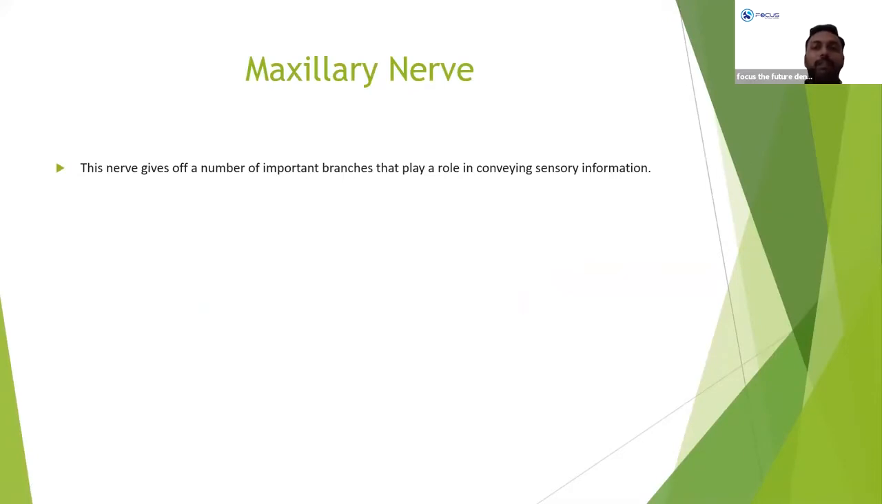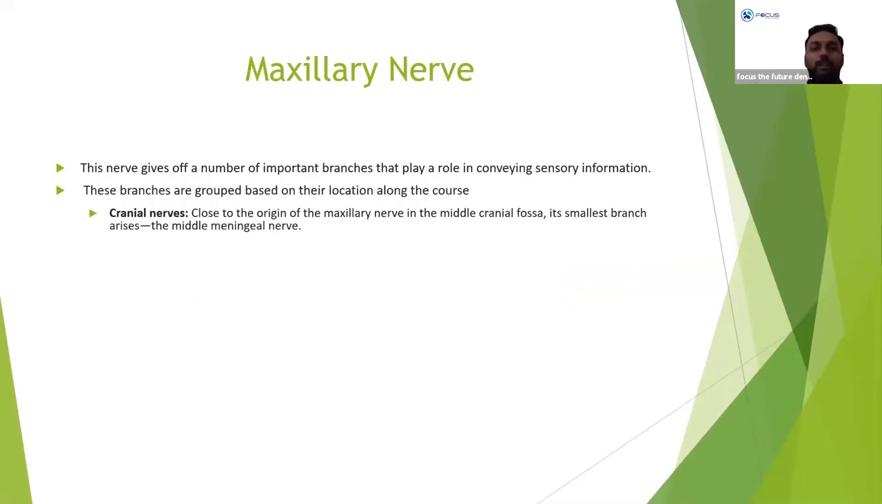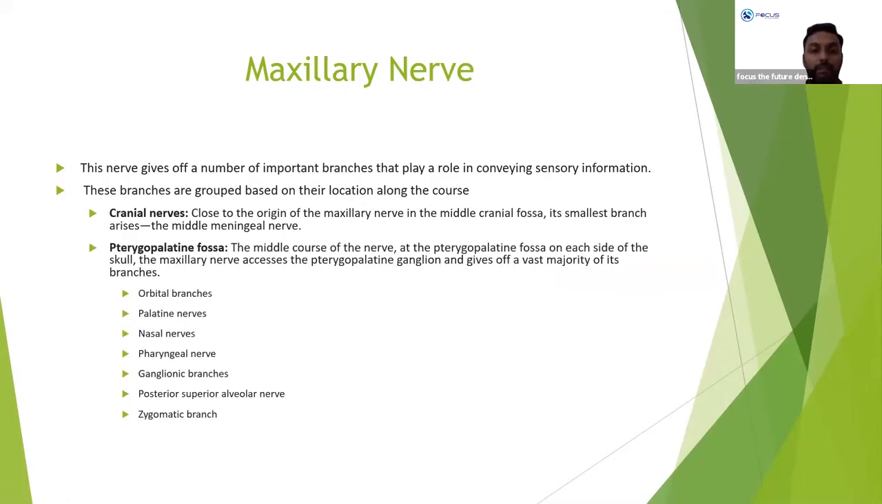Maxillary nerve. This nerve gives off a number of important branches which play a role in conveying sensory information. These branches are grouped based on their location along the course. First, the cranial branches close to the origin of the maxillary nerve in the middle cranial fossa. Its smallest branch is the middle meningeal nerve.